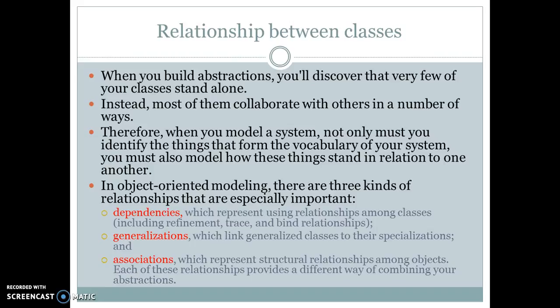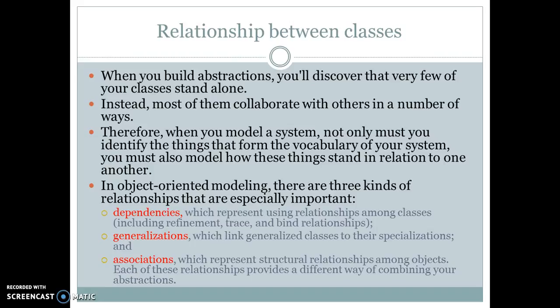When you build abstractions, you will discover that very few of your classes stand alone, whereas many of the classes are interrelated to other classes. Most of them collaborate with others in a number of ways. Therefore, when you model a system, not only must you identify the things that form the system, but also must model how these things stand in relation to one another.